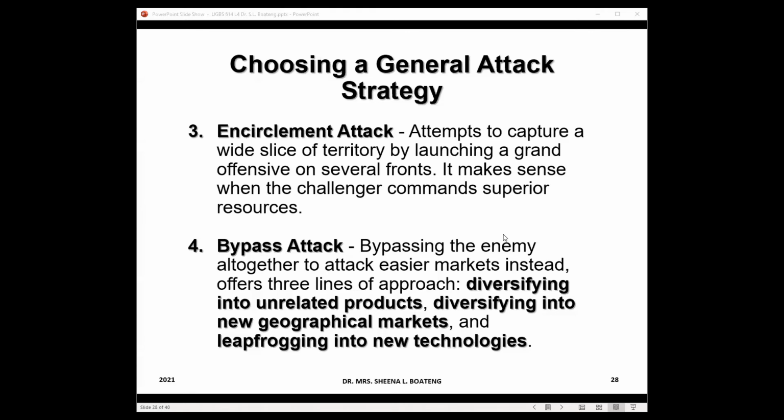A typical example of this is what PepsiCo did to Coca-Cola in the heat of the cola wars. Now you realize that during the cola wars with Coca-Cola, Pepsi diversified into new geographical markets, where we realized that Coca-Cola has a stronghold in some geographical markets, while Pepsi has a stronghold in other geographical markets.